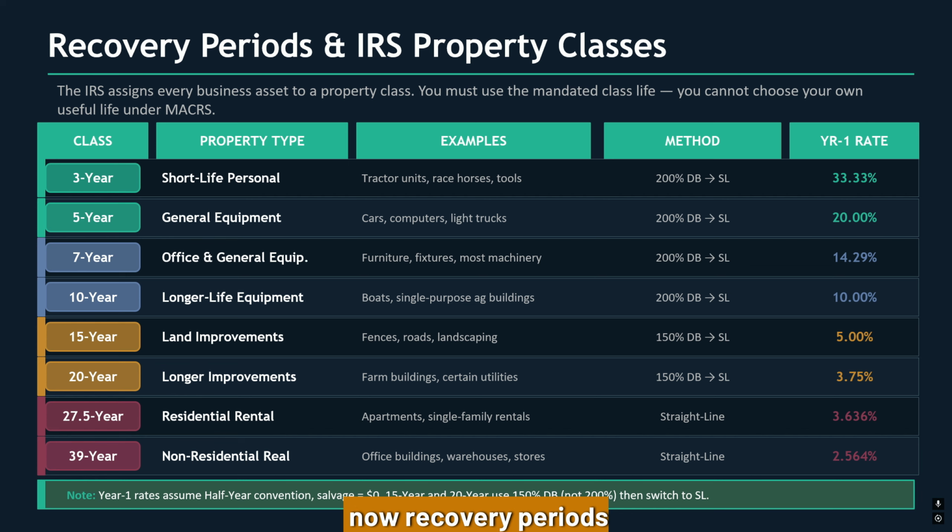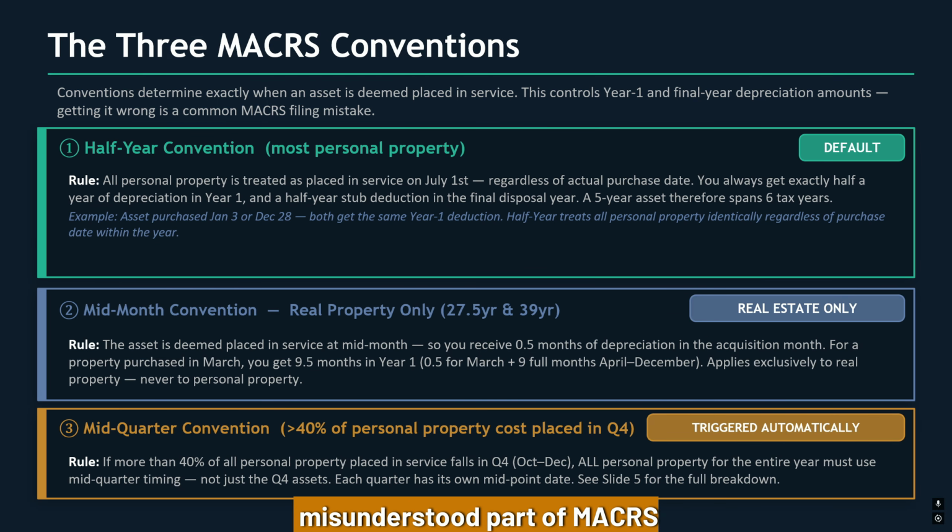Now you know recovery periods. Let's cover the 3 conventions which determine exactly when the IRS considers an asset placed in service. Conventions are the most commonly misunderstood part of MACRS. The convention tells the IRS exactly when your asset is considered to have entered service, and this directly controls how much depreciation you can claim in year 1 and in the year you dispose of the asset.